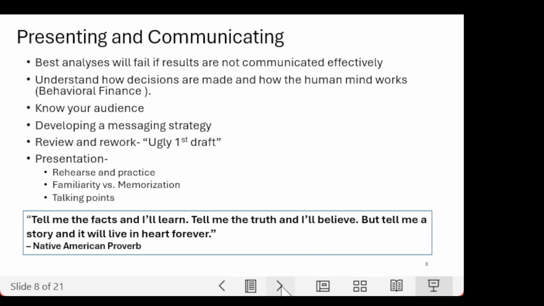So again, the best analysis will fail if the results of that analysis are not communicated effectively to our clients or a targeted audience. We need to understand how decisions are made and how the human mind works. And this is a whole field called behavioral finance. If you're looking for a quick read that will open your eyes to this, grab a copy of Michael Lewis's The Undoing Project. He writes very well. He wrote Blindside, Moneyball, etc.